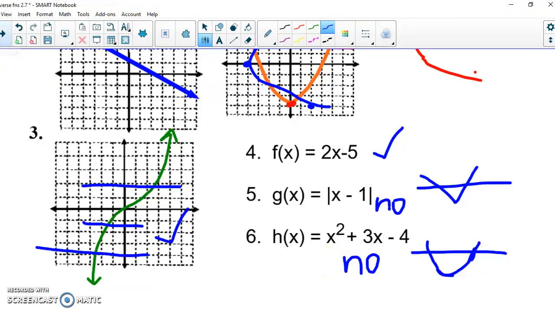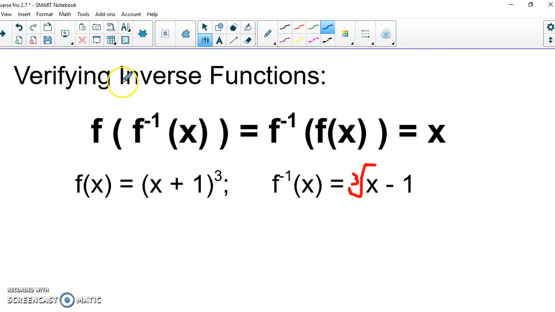We're going to talk about that in a minute. Okay, so verifying inverse functions, here's an example of how we could plug one into the other and show that it equals x. So that's another way to show. We've got to have all three things work. Show that it is one-to-one.